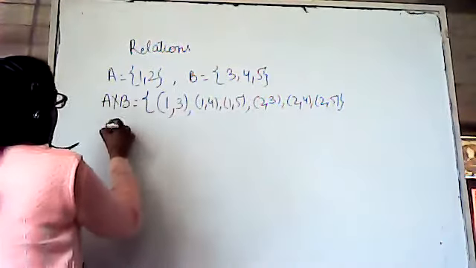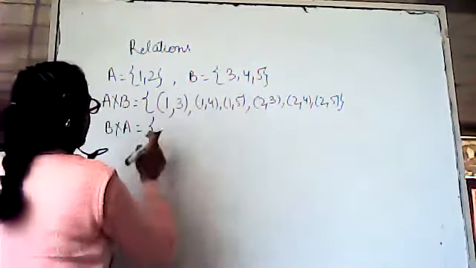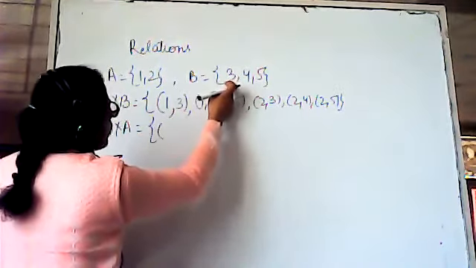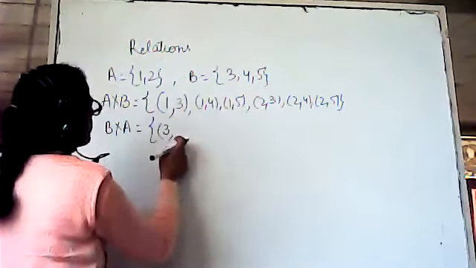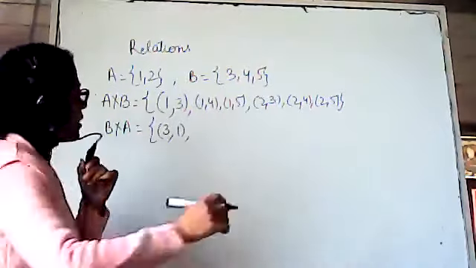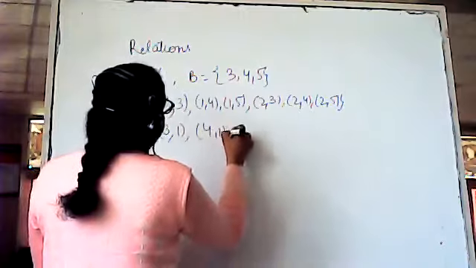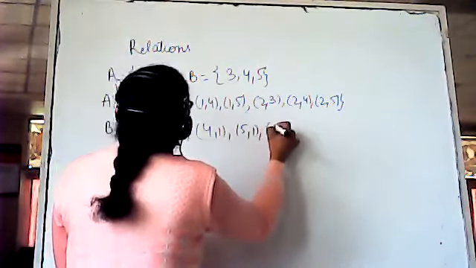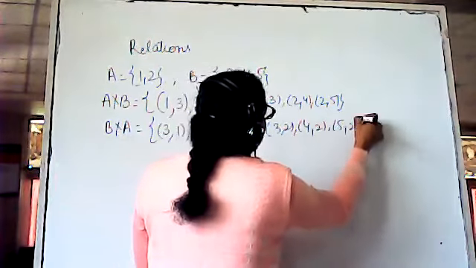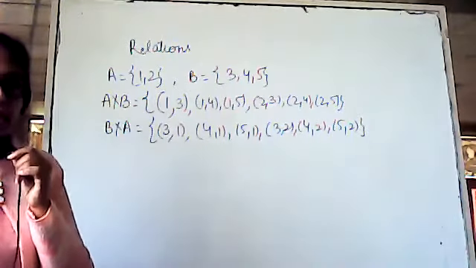Similarly, if you want to find the value of B cross A, again we have ordered pairs, but in this ordered pair the first element will belong to set B, it will be 3, and the second element will belong to set A, it will be 1. So the ordered pairs will be (3,1), similarly (4,1), (5,1), (3,2), (4,2) and (5,2). So these are all the elements of the cross product B cross A.